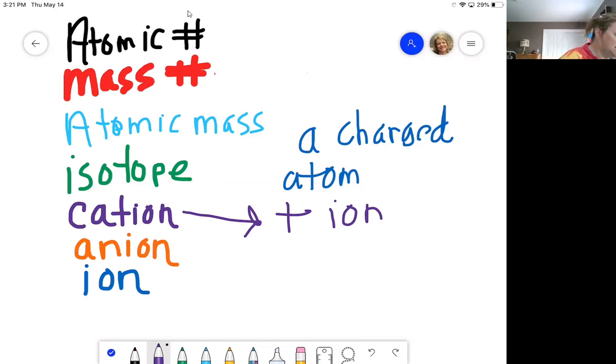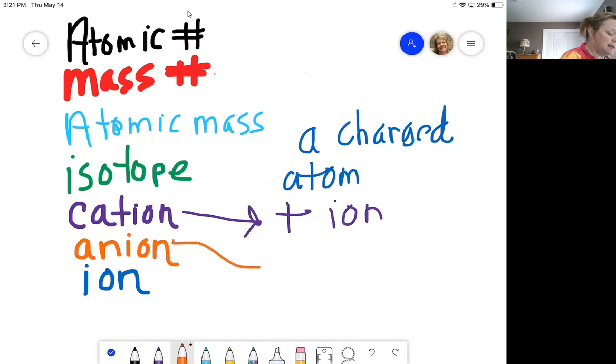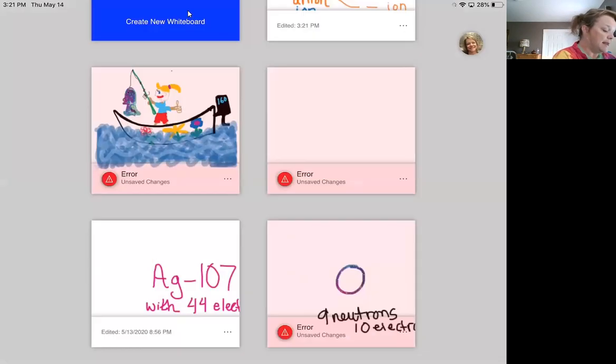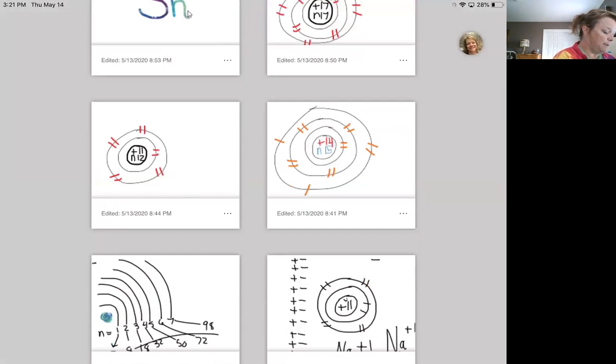And then if it has a negative charge, it's going to be an anion, a negative ion. So an ion is anything with a charge, and then specifically a cation has a positive charge and an anion has a negative charge. Now let's look at this picture.